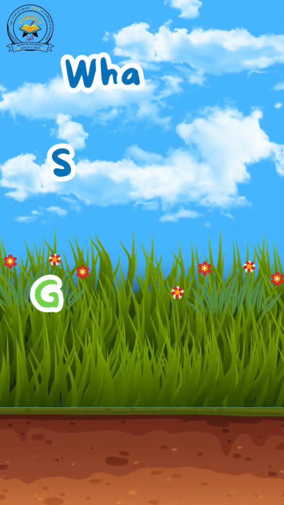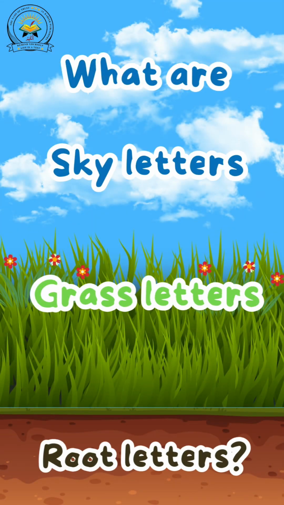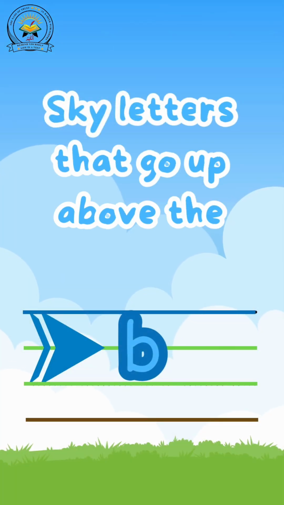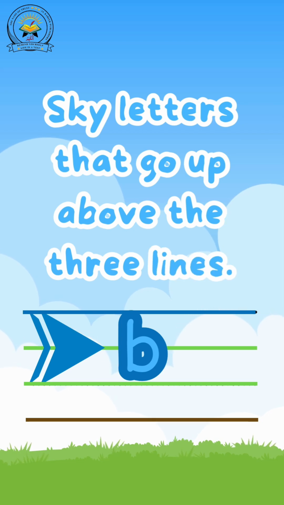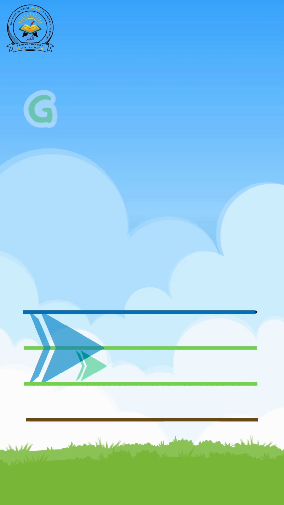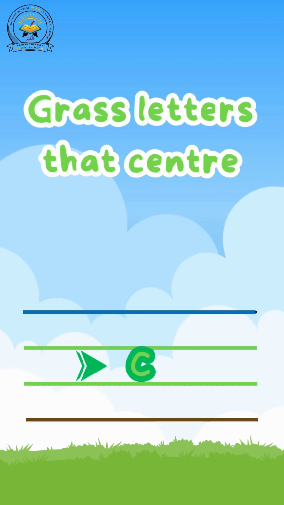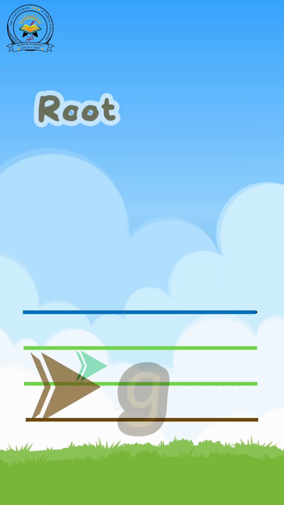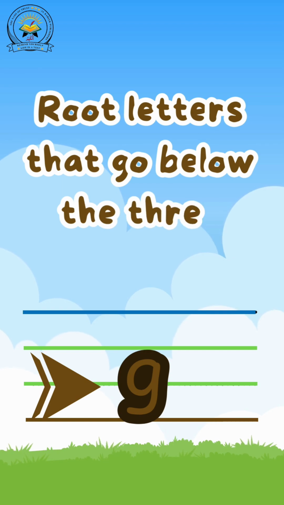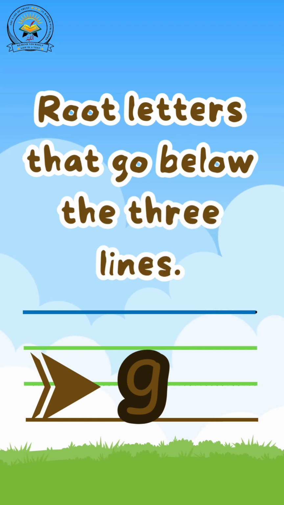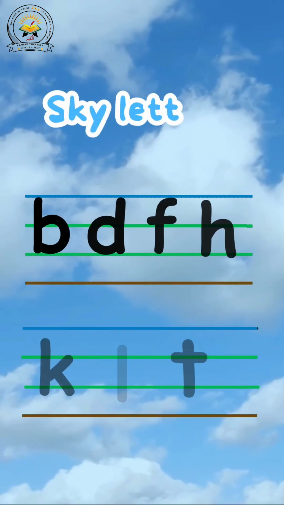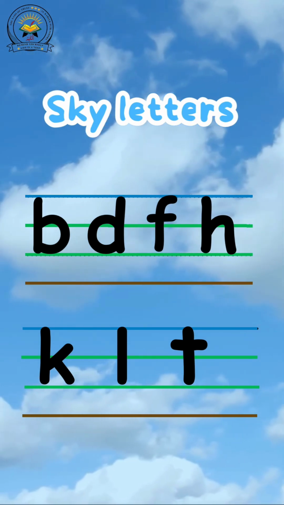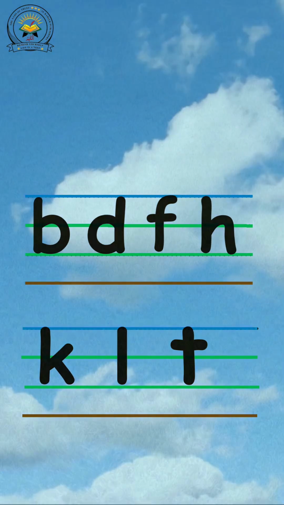Do you know, kids, what are sky letters, grass letters and root letters? Sky letters go up above the three lines, for example, B. Grass letters sit in the center of the two lines, for example, C. And kids, root letters go below the three lines, for example, G. These are sky letters: B, D, F, H, K, L and T.